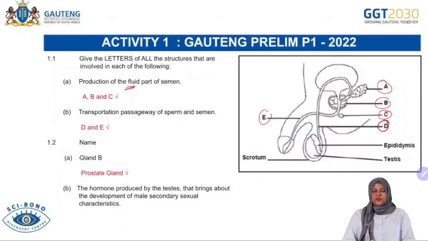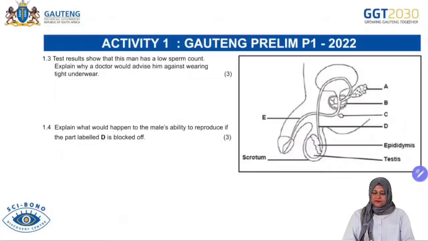Now, the hormone that is produced by the testes that brings about the development of male secondary sexual characteristics, which you should know, is testosterone. Test results show that this man has a low sperm count. Explain why a doctor would advise him against wearing tight underwear.